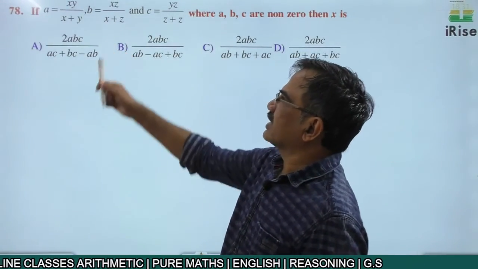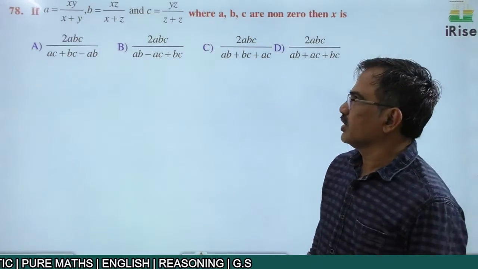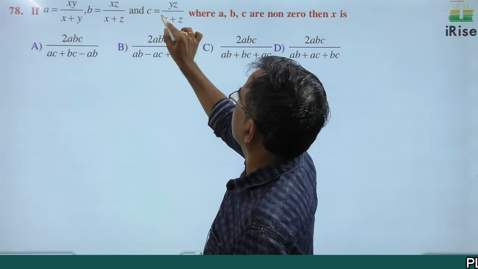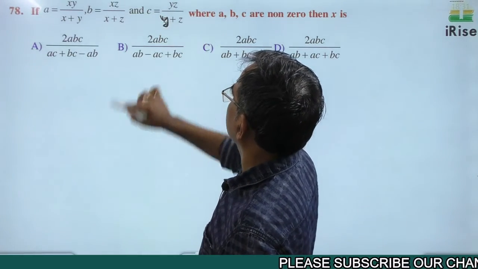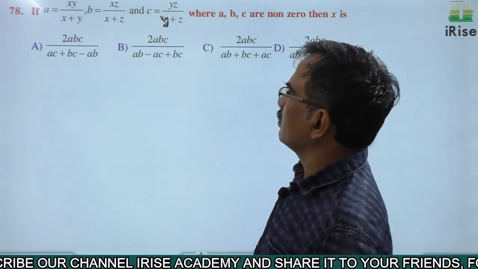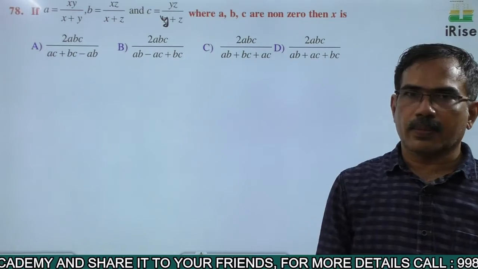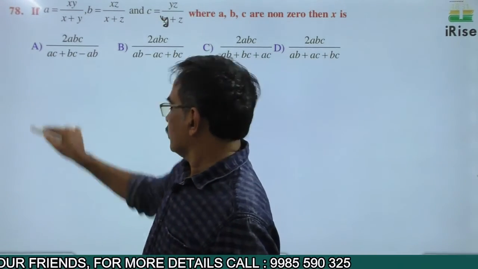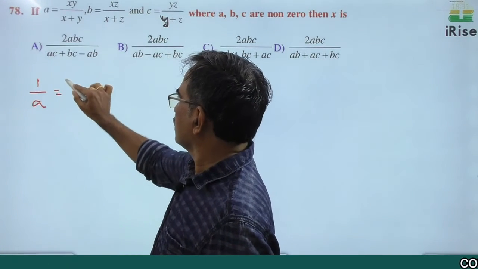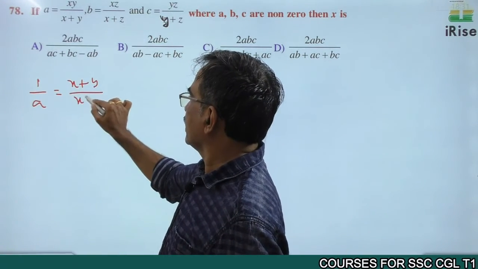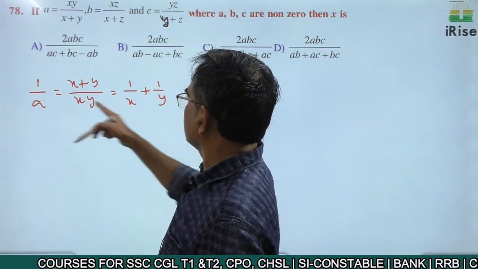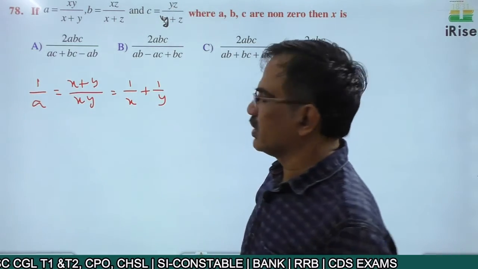If a is equal to xy by (x plus y), b is equal to xz by (x plus z), and c is equal to yz by (y plus z), where a, b, c are non-zero, then what is the value of x? Here, what is 1 by a? 1 by a is nothing but (x plus y) by xy, which is equal to 1 by x plus 1 by y. This by this is 1 by y, this by this is 1 by x. So this is 1 by a.